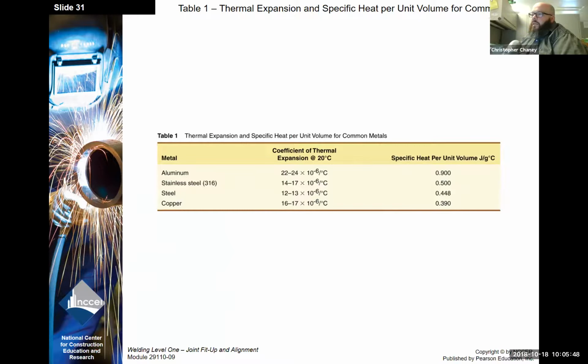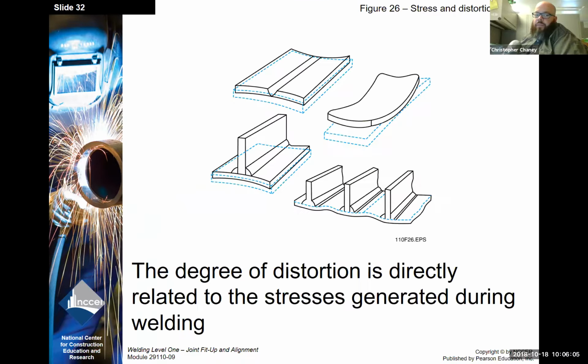Okay, thermal expansion and specific heat per unit volume for common metals. This is just when the metal's heated, how much it will actually increase in size, how much expansion. Okay, stress and distortion of welds. The degree of distortion is directly related to the stress generated during welding. So we have a few different illustrations here of how distortion can be created when welding. And we've seen a few of these in the class already.